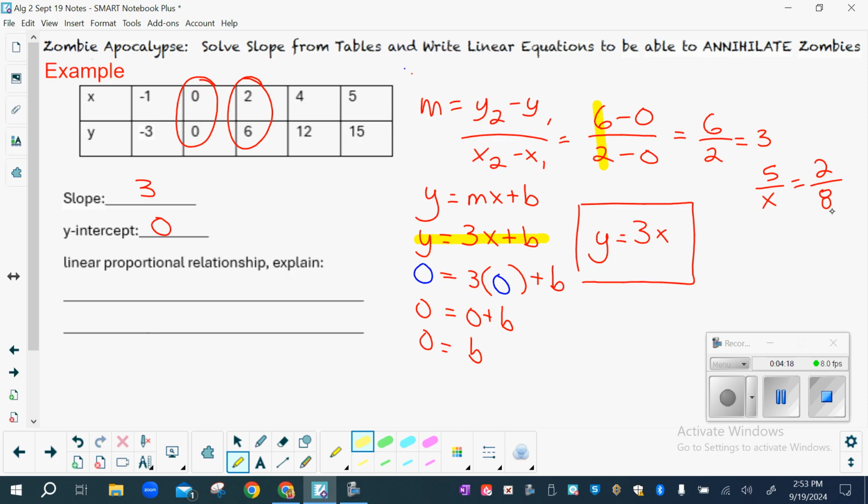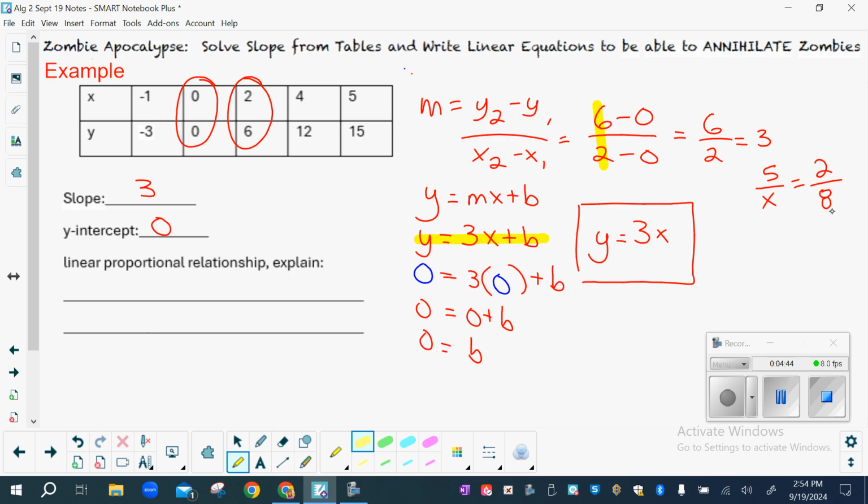So would this be an example of a proportional relationship if we make a ratio equal to a ratio, or proportion? Is y the same thing as y over 1? Yeah. Is 3x the same thing as 3x over 1? Yeah, so we have a proportion there.